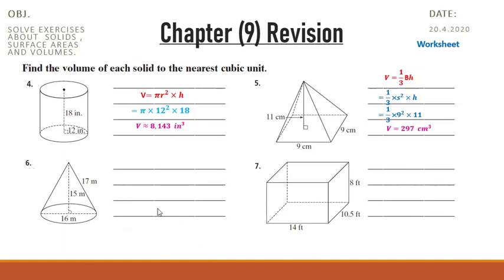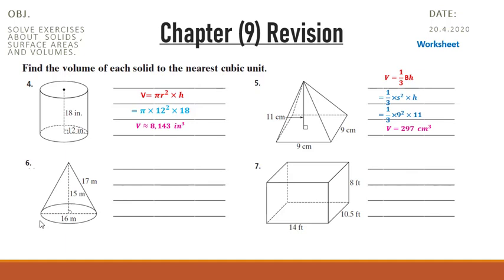So this is a rectangular prism. In question number 6, right? Oh, the cone. Yes. So the cone, we should get the base area. The rule is the volume, then base area multiplied by height.